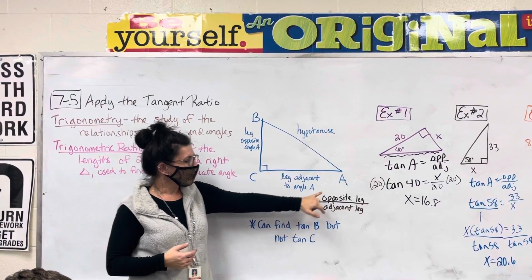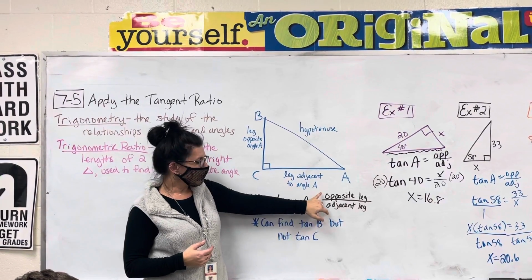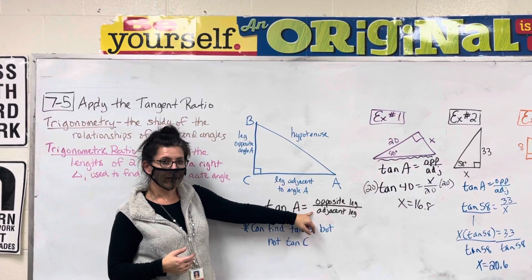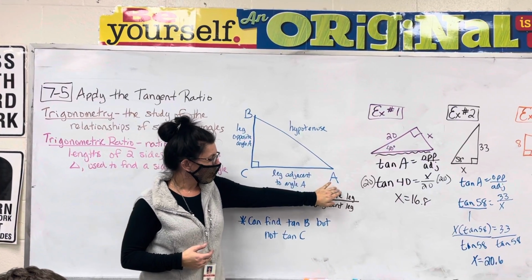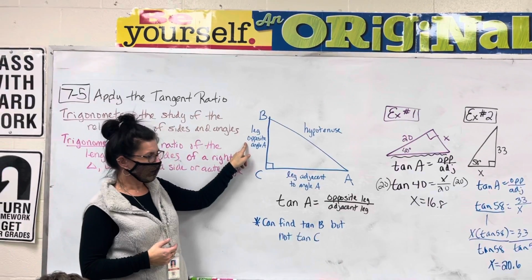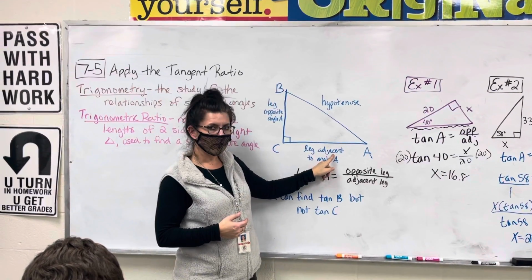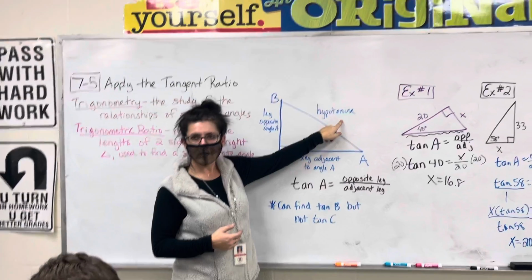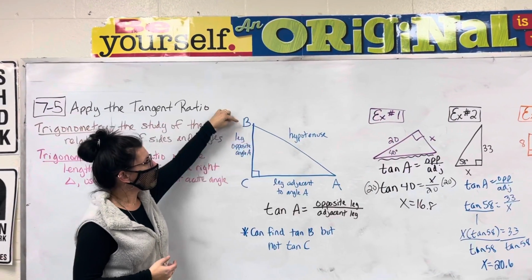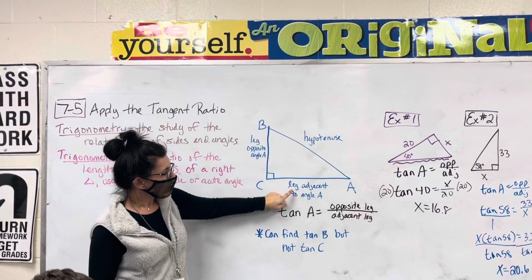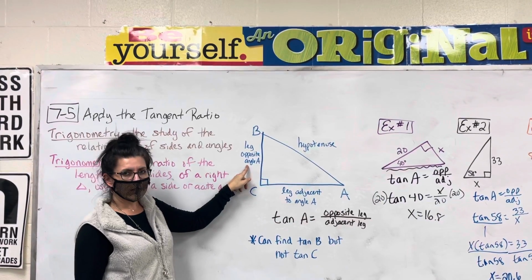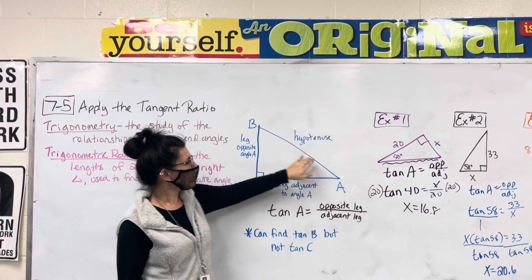So the tangent of angle A, this is an angle, this is a side length, and this is a side length. So looking at angle A, the opposite leg is over here, the adjacent leg is here. This is the hypotenuse, that is not a leg. You can also find the tangent of B by doing the opposite leg over the adjacent leg. You can do the tangent of A or B.